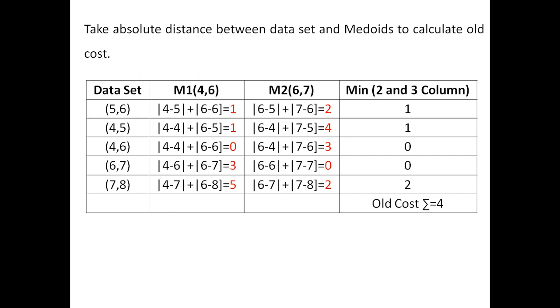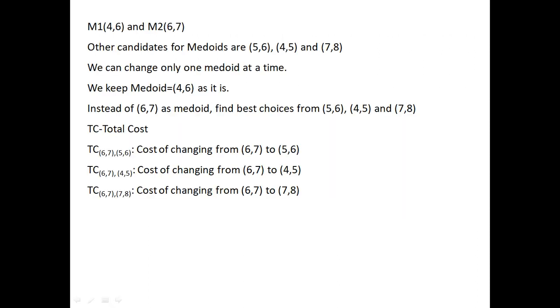Other points may be a better choice as a Medoid. So we are going to check this with the partition around Medoid algorithm. Now see, M1 (4, 6) and M2 (6, 7) are our initial Medoids. Other candidates for Medoids are the remaining points, that is (5, 6), (4, 5) and (7, 8). We can change only one Medoid at a time. We keep Medoid (4, 6) as it is, but instead of (6, 7) as a Medoid, we will check with the other points like (5, 6), (4, 5) and (7, 8).